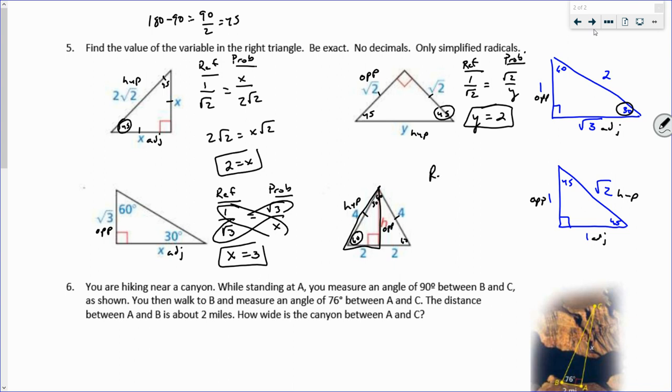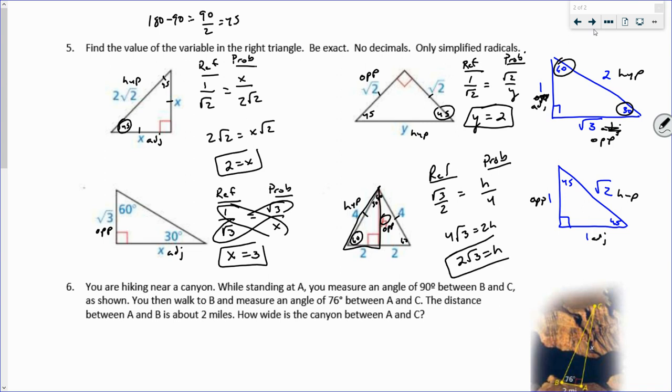So let's go to a reference of our 30, 60, 90, and we'll go, okay, we want to turn this into opposite of 60, this into adjacent of 60, and this into the hypotenuse of 60. So we go opposite over hypotenuse. Square root of 3 over 2 equal to problem triangle h over 4. And we'll have 4 root 3 cross product equals 2h. Divide both sides by 2. We're at 2 root 3 equals h.